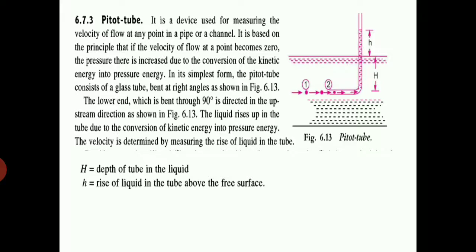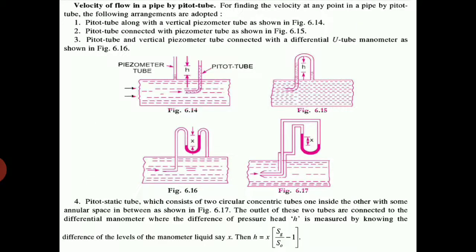So the two depths we are getting are like this. H is equal to depth of tube in the liquid, and small h is equal to rise of liquid in the tube above the free surface. Now these are some of the arrangements by which we can connect this to the Pitot tube. Now let us see these arrangements one by one.